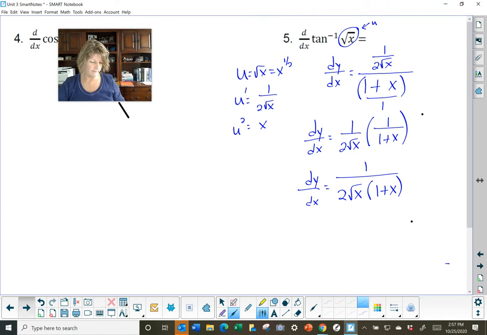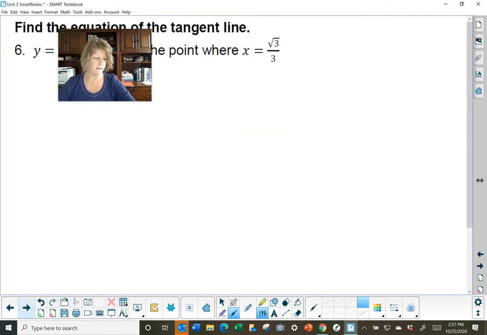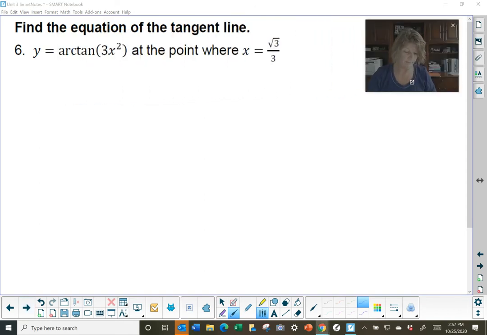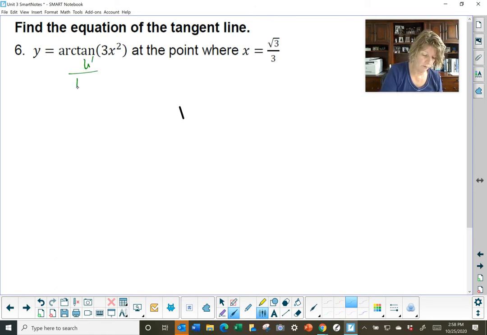Very nice. Number 6, find the equation of the tangent line. And we've got arctan at the point where x is square root 3 over 3. Arctan, u prime over 1 plus u squared, right? That's our derivative pattern.